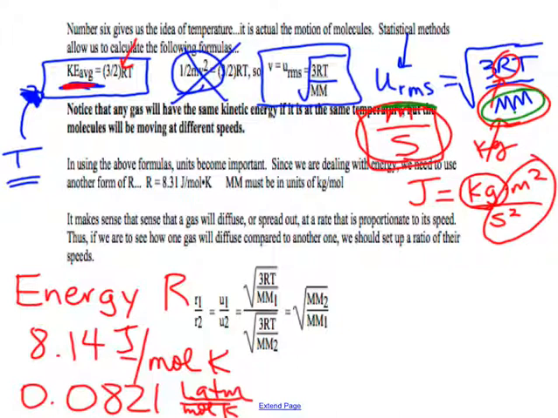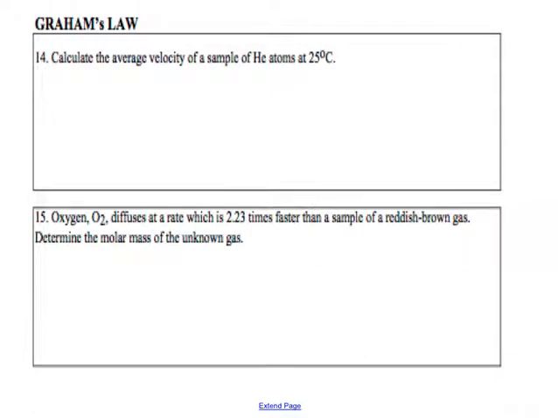Okay? So the two things you have to know by heart. Kinetic energy of molecules depends on temperature. Root mean squared velocity, the smaller the molecule, the faster the diffusion, or the faster the velocity, or the faster the rate. That's all you have to know. So let's do a little bit of math to practice, and then we'll do the theoretical AP kind of questions.